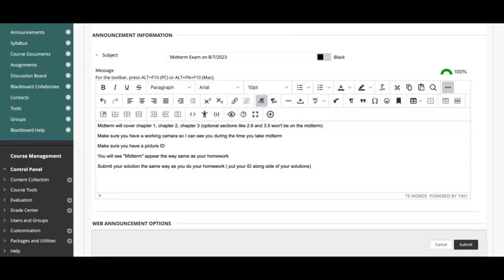No, you don't have to submit it before. You will have your picture ID with you when you take your exam. So I will check your ID with your lovely face. And then when you take a picture of your solution, you need to put your ID alongside of your solutions. All right. Put it on the corner, on top, on the bottom, on the other side. Doesn't matter. But you have to put your ID along with your solutions.